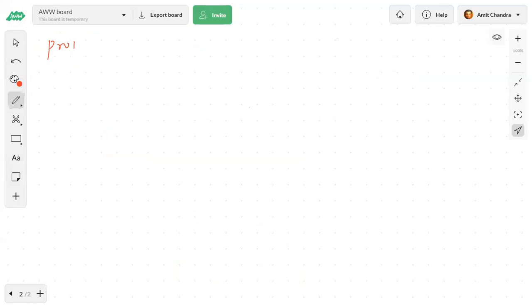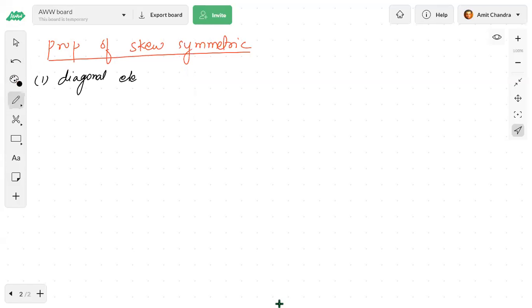Okay. So properties of skew symmetric. Fine. So let's see. The first property of skew symmetric will be the first basic property, which we have already seen, that the diagonal elements will be 0. Right? So all the Aii of a skew symmetric matrix will be 0. This we have seen because of the property, all the Aii will be 0.